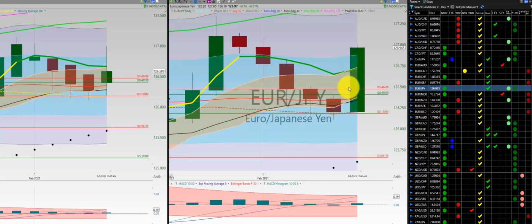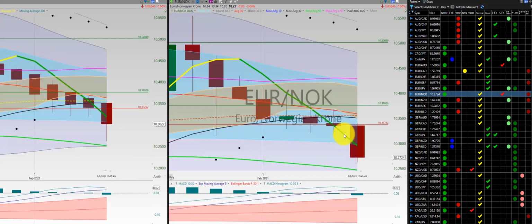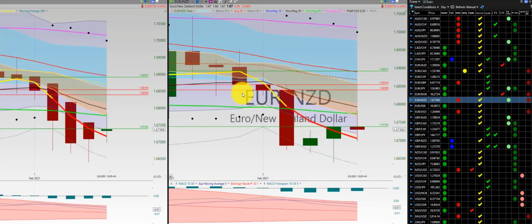So if it goes up against you like it did here, you're only out this on that smaller lot size. Euro Norwegian krone, beautiful 1-2-3 punch out, and then another 1-2-3 punch out. Euro New Zealand dollar, beautiful 1-2-3 punch out, hit our Z3 excursion, which was our probability there. Continued, no further trade for the rest of the week.